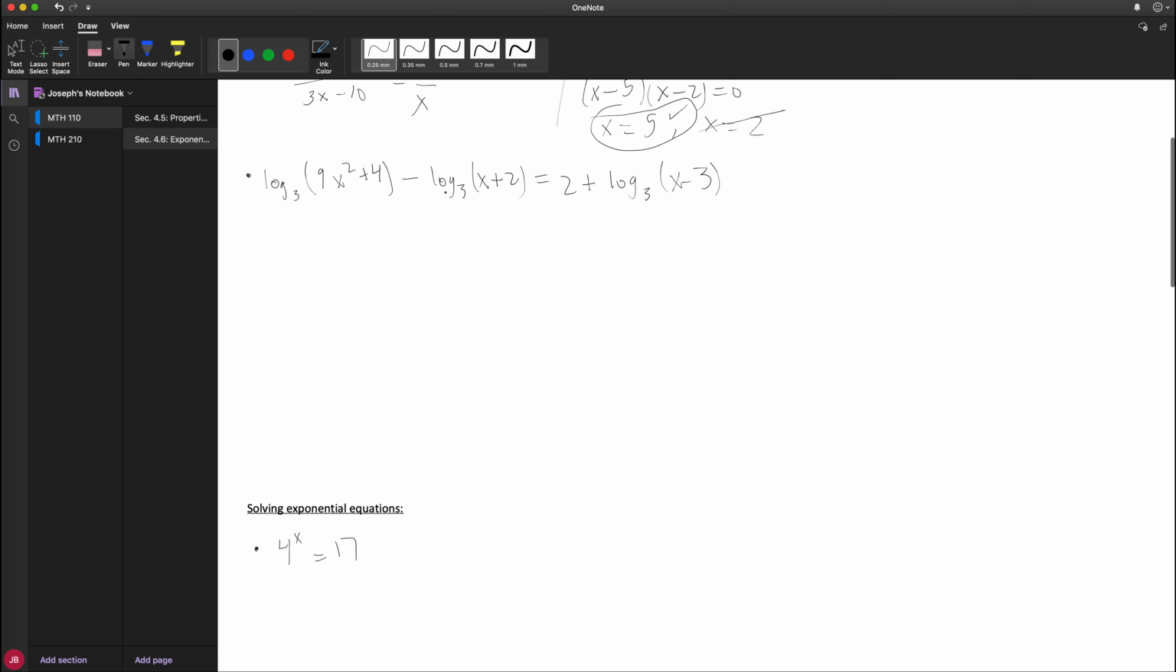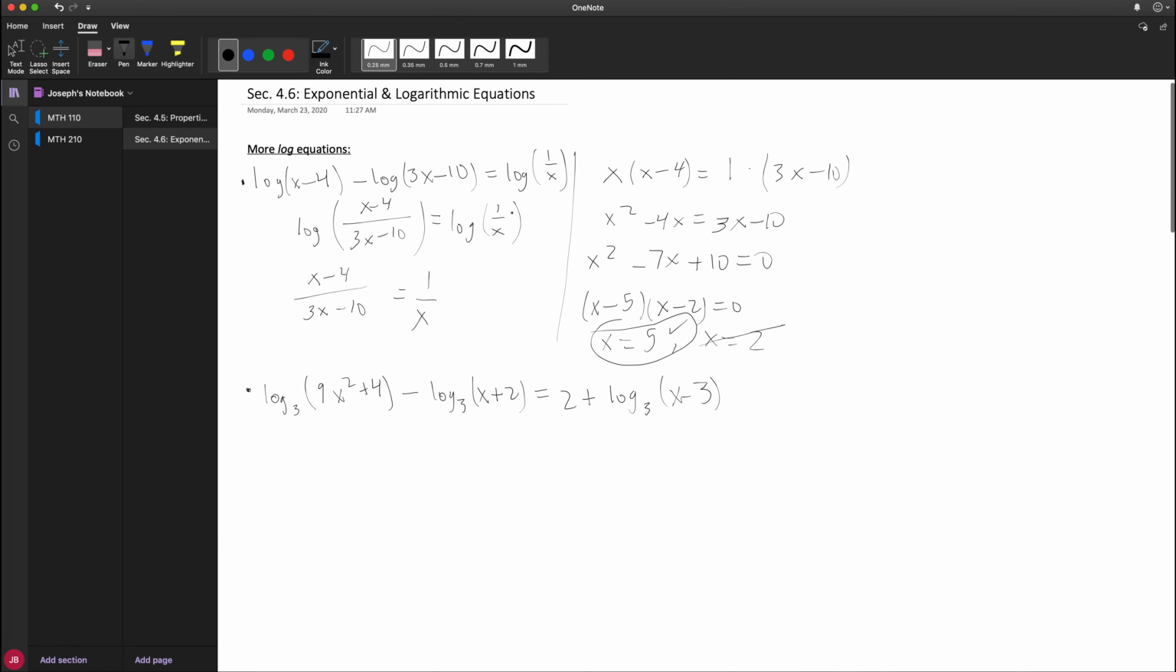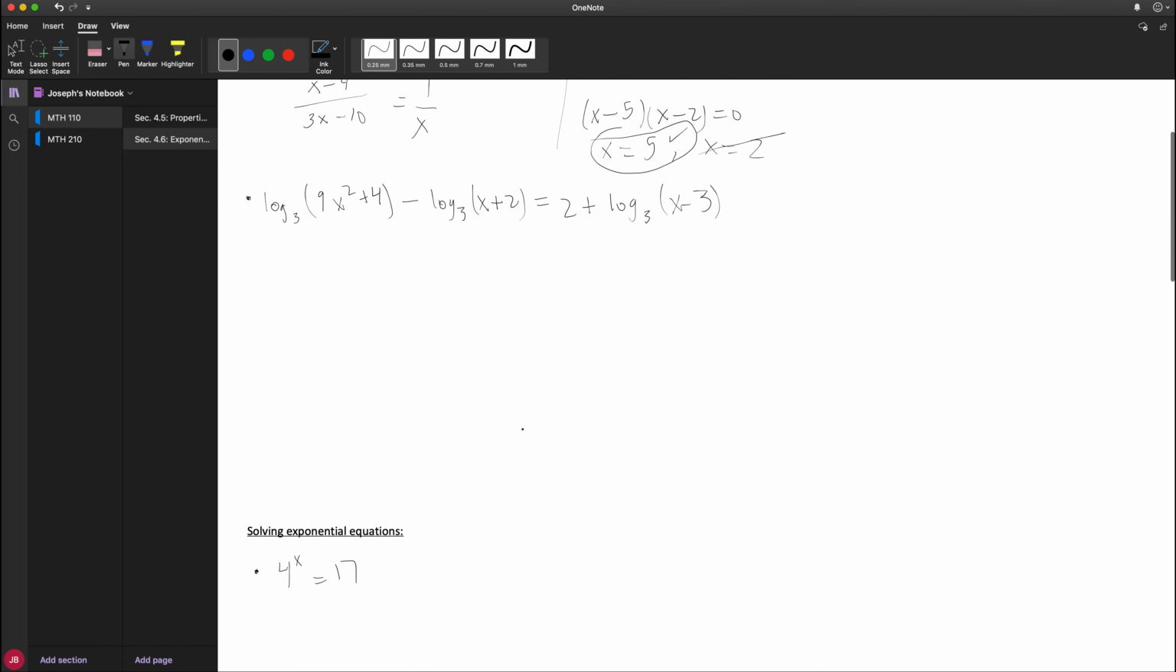You'll notice that we have a bunch of log base 3's, and then we have just a lone number 2 here. So what we're going to do is get all the logarithms over to one side first. This is different from the last problem where we had only logs as part of the problem, but here we actually have just a single number 2. So we have to treat this a little bit differently. We're going to get everything over to one side.